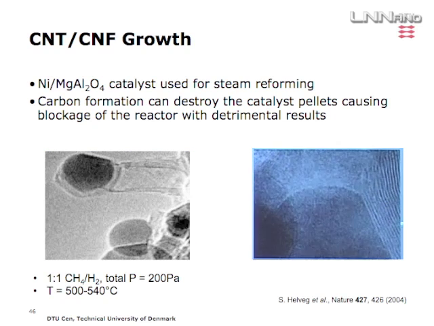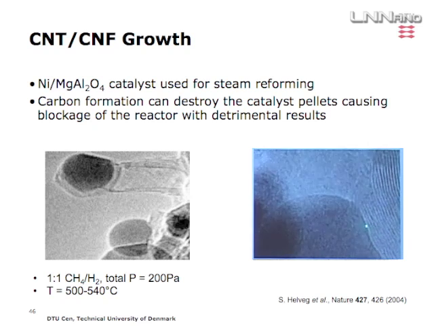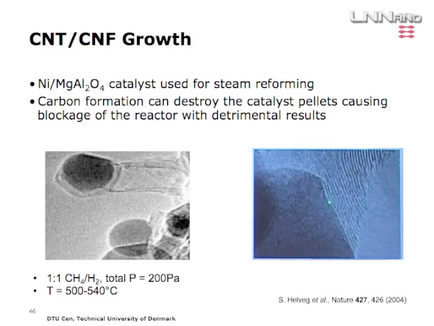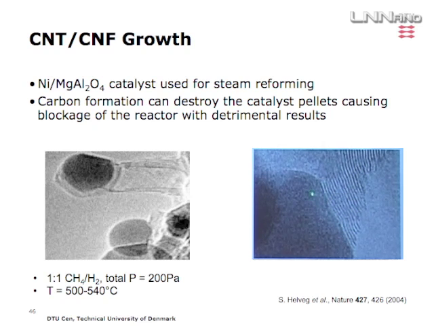On the other movie here, you see exactly where the individual layers of carbon are formed and how it progresses. But you can see that you decompose your methane at step edges, and you see this front progressing along the surface of the particle, and then you form the individual layers of the nanofiber.